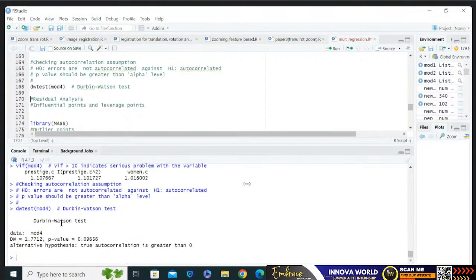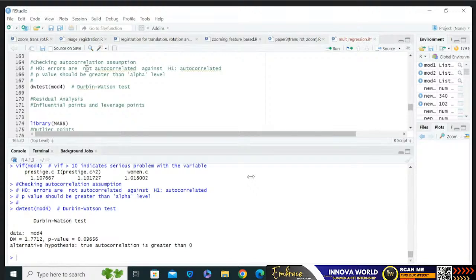Can you tell me what will be the decision on the basis of this test? As the p-value is large, that means it is greater than 0.01 as well as greater than 0.05. That means we are failing to reject the null hypothesis, that is, we are accepting the null hypothesis. That means errors are not autocorrelated.